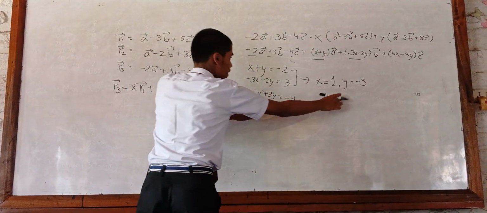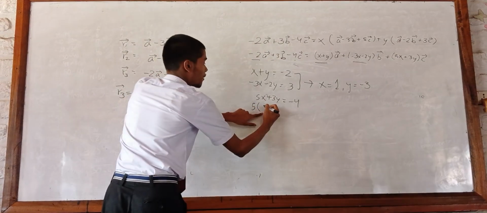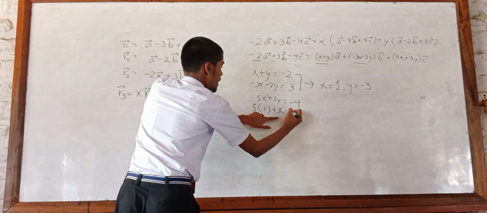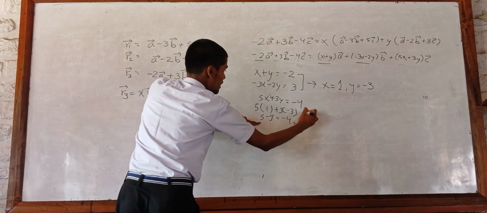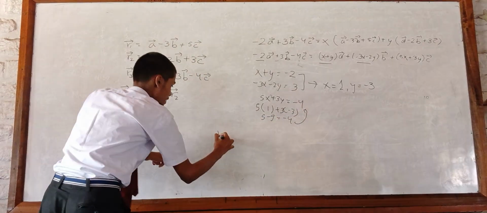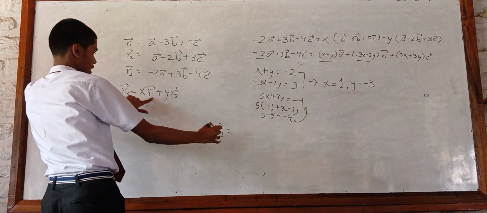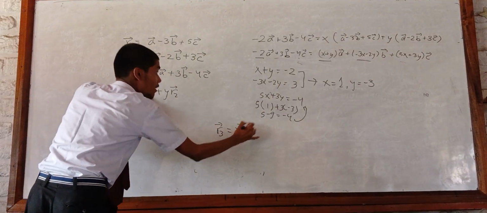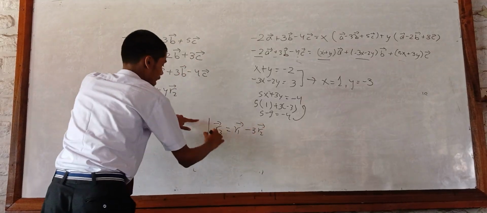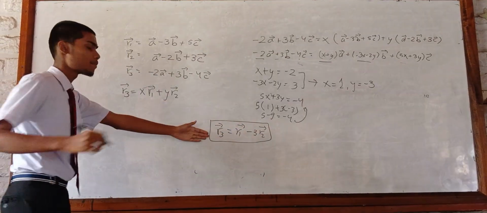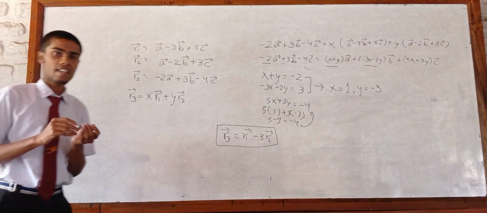Now let me put these two values into this equation. I'll get 5 times 1 plus 3 times minus 3, which is 5 minus 9 equals negative 4, which is in fact the answer. So R3 vector can be written as x, which is simply R1 vector, and negative 3 R2 vector. If we can write it in this form, then we have proved that it is indeed a coplanar vector. And thank you.